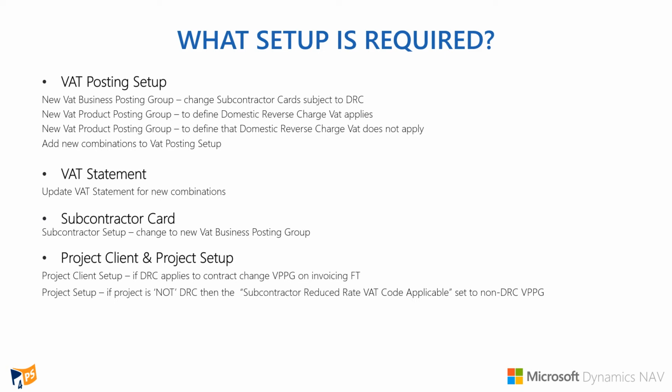As well as this, a new VAT product posting group is required to define that DRC applies. We'll also need to set up another one to define that DRC does not apply. So that's two VAT product posting groups, one to say it does and one to say it does not. You could also set up an additional VAT product posting group if you're using a reduced rate of 5% and call it perhaps DRC 5.